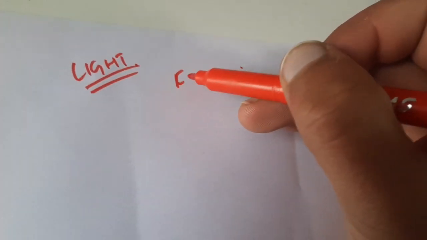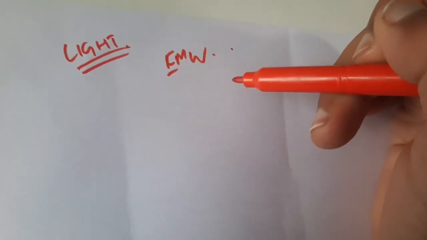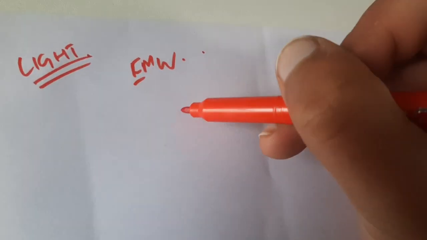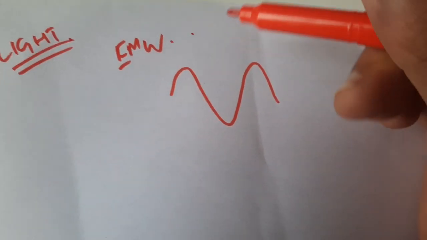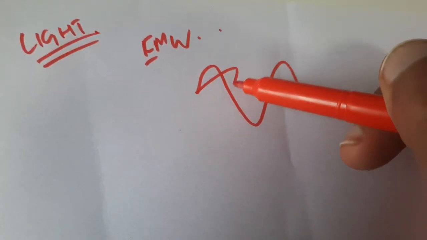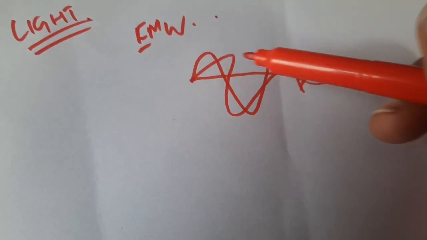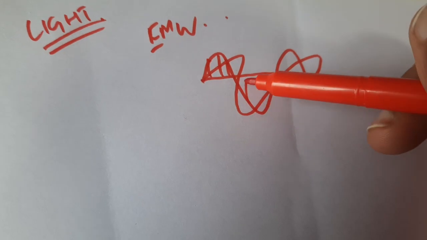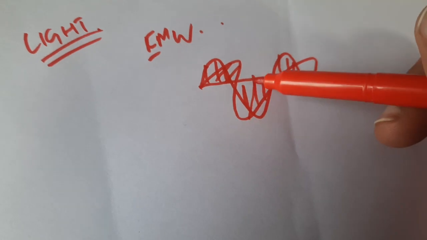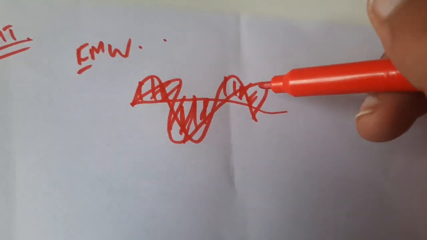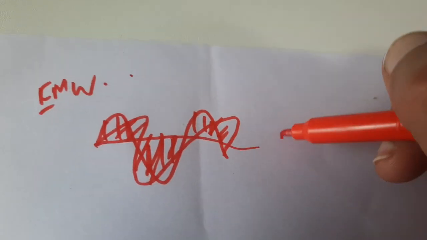So, light, in terms of classical physics, is an electromagnetic wave. Essentially, it's got two components. One is the electric field, and the other is the magnetic field. These two components are perpendicular to each other at all times, right? So that is light.